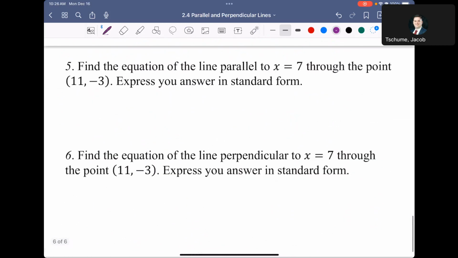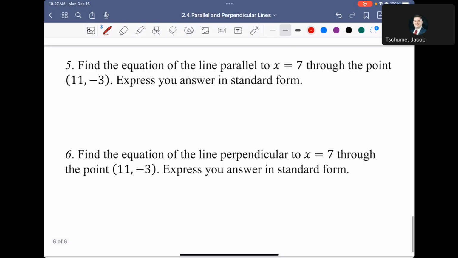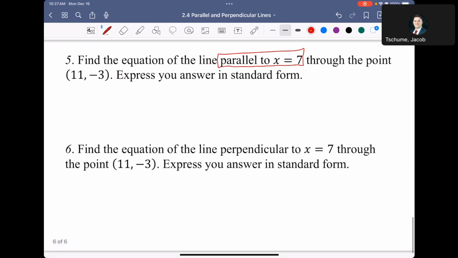So my last slide for this video is here, question number 5 and 6. They're both pretty quick ones. This problem says on number 5, find the equation of a line that's parallel to x equals 7 that goes through the point 11, -3, and write your answer in standard form. Well, the nice thing here is that it's telling us that we want our line to be parallel to this line. Well, as we know, if two lines are parallel, they should look pretty similar, if not exact.